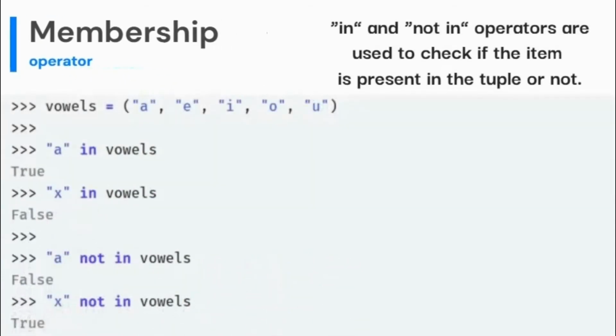So now we are going to see the membership operators, in and not in. We can use in and not in operators with a tuple to check if an item is present in the tuple or not. For example, vowels contains a set of elements. A in vowels is true because the vowels contains the letter A. Similarly, A not in vowels is false because the vowels contains A and it returns false.